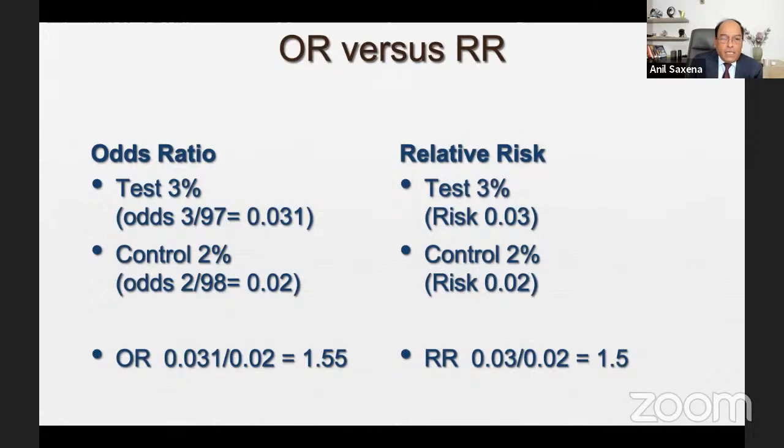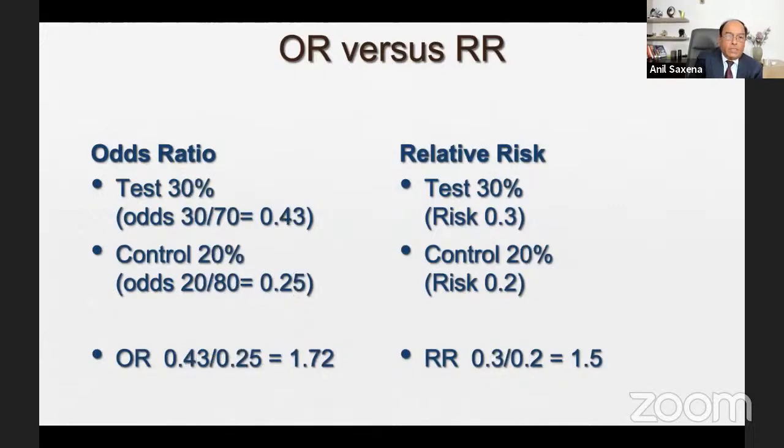And if the incidence is small, it doesn't actually matter. As you see in this example, because we are comparing 3% incidence versus 2%, the odds ratio is 1.55 and the relative risk is 1.5. So it doesn't matter much which one you use.